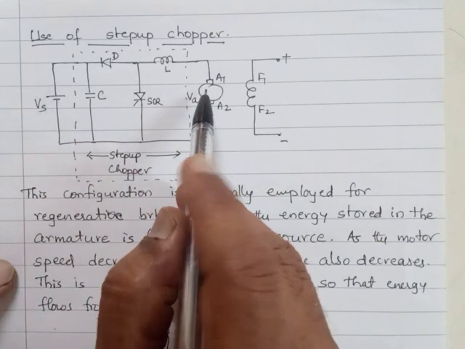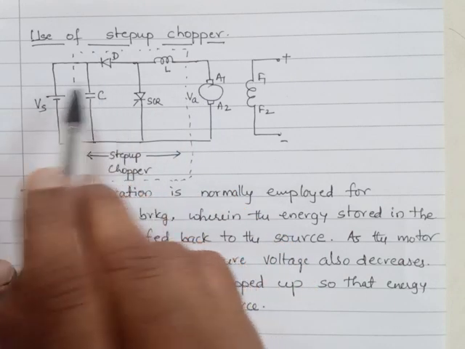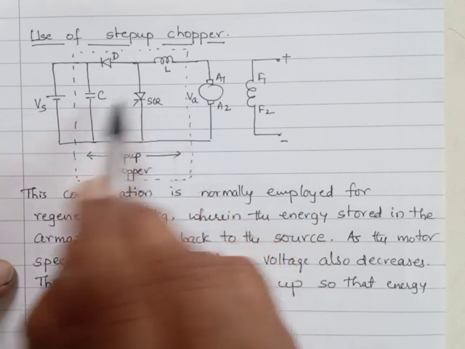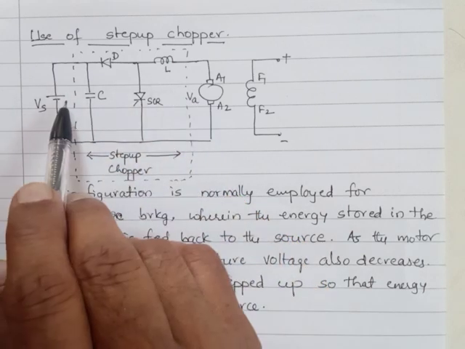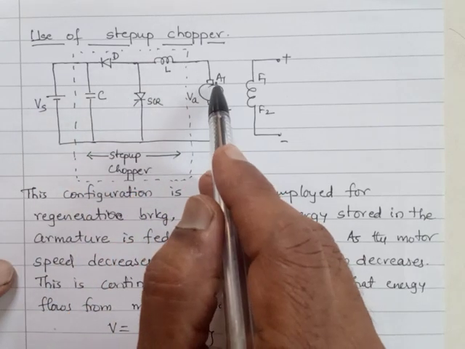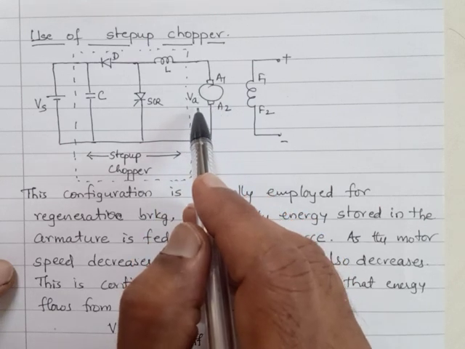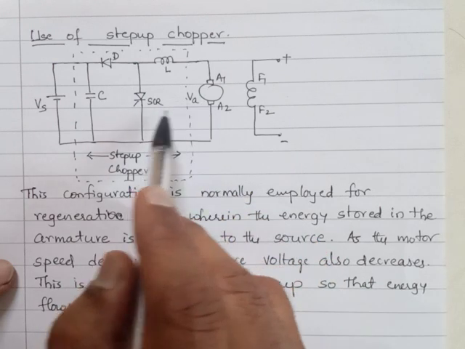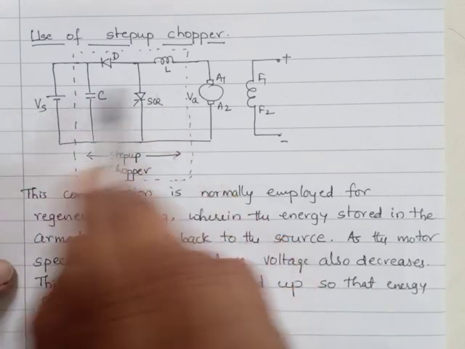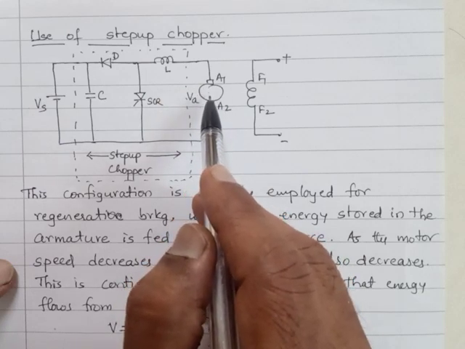But for the energy to flow from here to here, for the current to flow from here to here, the voltage has to be more than Vs. But VA is lesser. This needs to be increased. So to increase VA, we use the step-up chopper. And as the motor's stored energy decreases, this VA also decreases. Hence, continuously we need to increase the voltage so that energy flow from this to this is maintained, thereby decelerating this armature as fast as possible.